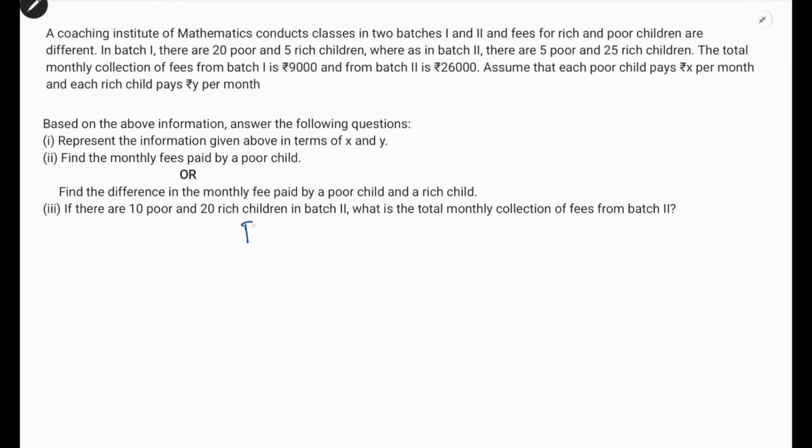We will write here batch 1 and batch 2. In batch 1 there are 20 poor children and 5 rich children. Whereas in batch 2 there are 5 poor and 25 rich children.